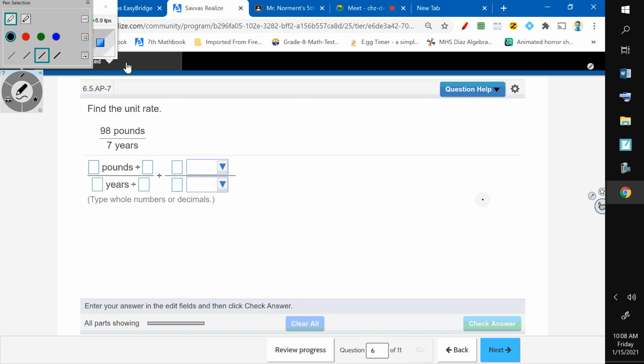Number 6. Ava, you said you need help with number 8? Yeah. I'm going to be there in just a second, okay? So find the unit what? I'll be there in a second.